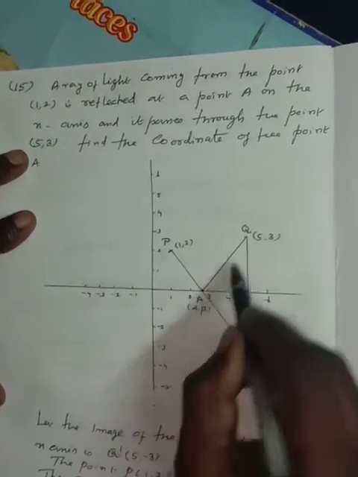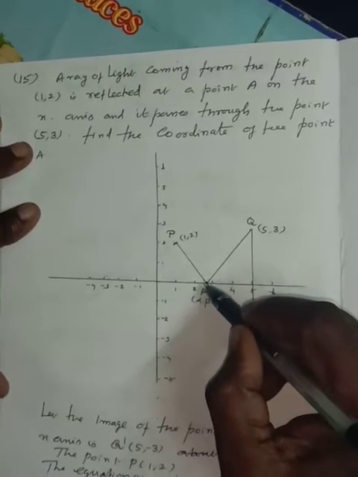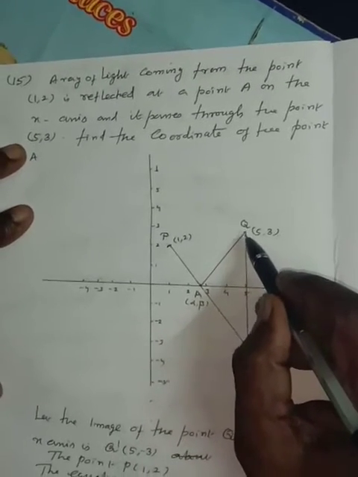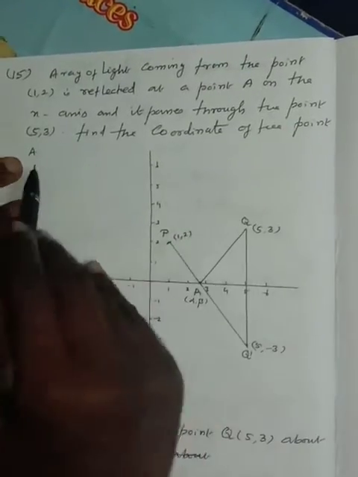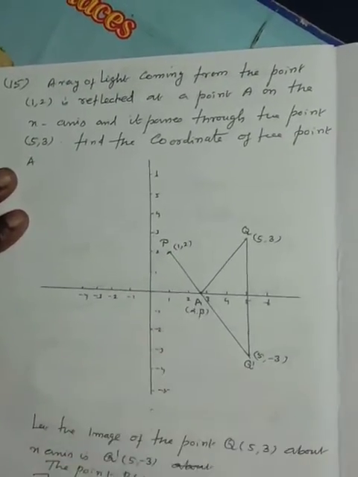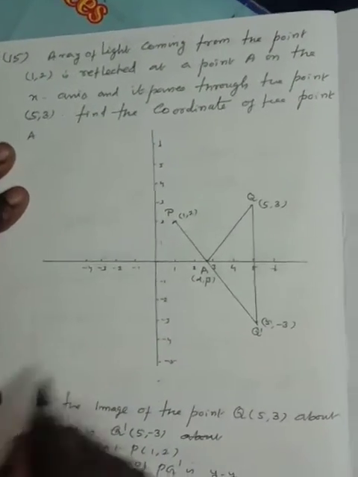It is again reflected. Therefore, the ray again goes to the position Q. Find the coordinate of the point capital A. Let the point A be alpha comma beta.